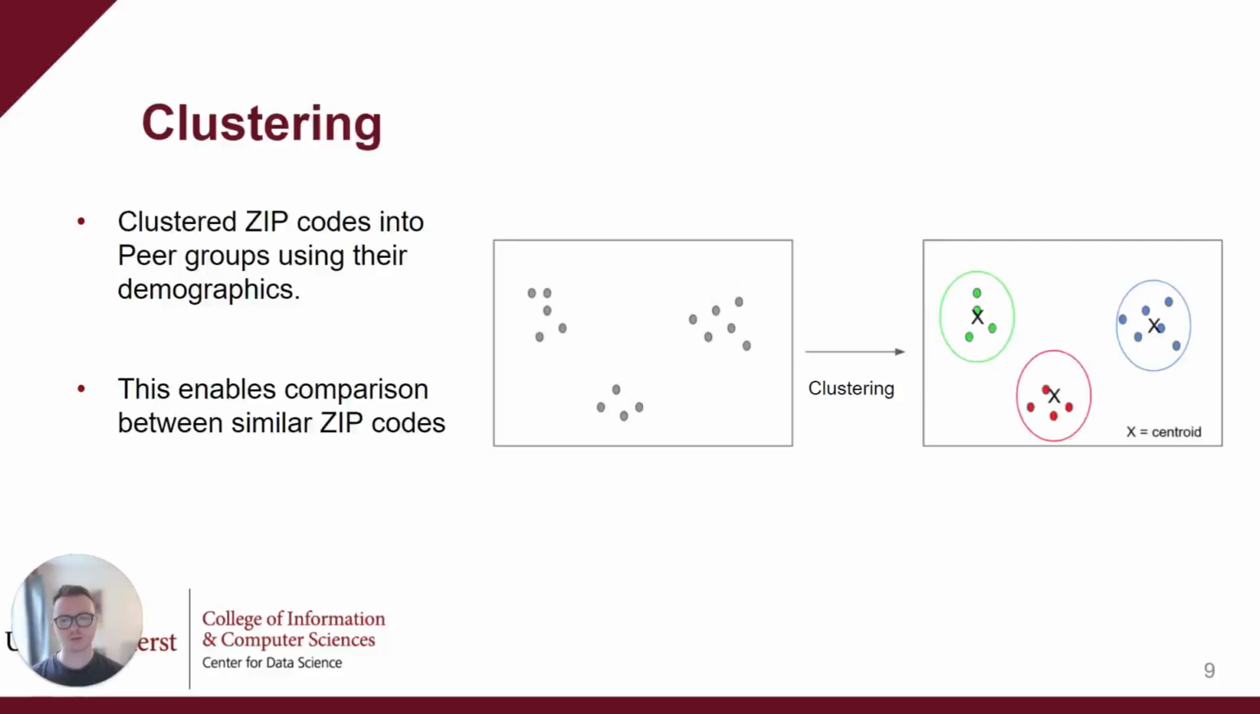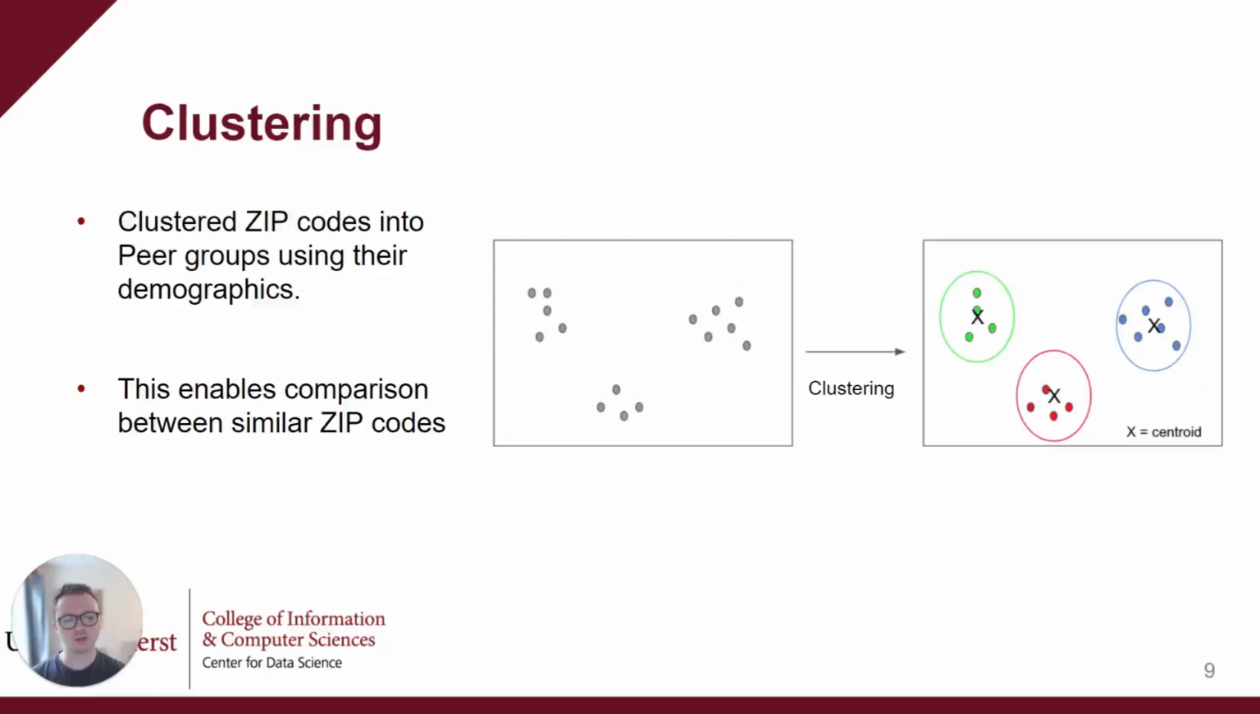One form of analysis we used to better understand the data is clustering. Clustering is the process of breaking data points into groups based upon their similarities. In our project, we broke zip codes into their peer groups based upon their demographic similarities. The similarities included things like their racial makeup, their economic makeup, or employment types in that area. These peer groups can be extremely helpful for comparing zip codes to one another.